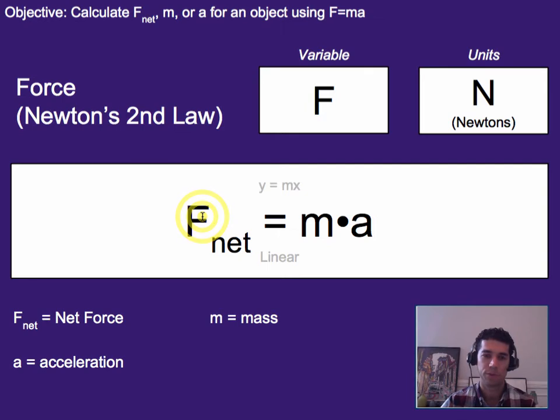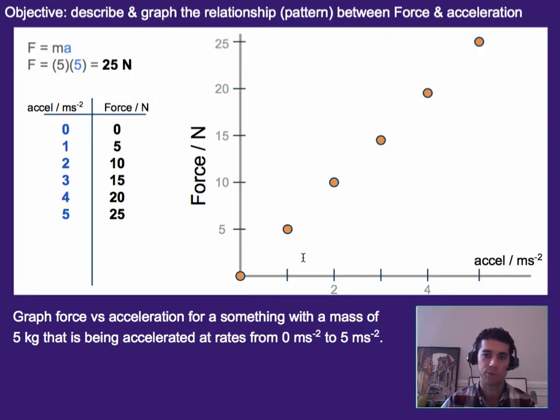Now, like I mentioned before, there's a linear relationship between net force and acceleration, or proportional to be more specific. So if we were to graph this, we could plug in different accelerations and see the resultant force or net force required to cause that acceleration, and we would get a linear relationship.